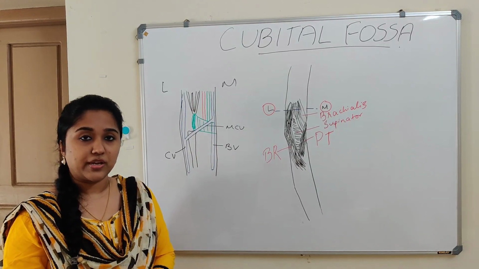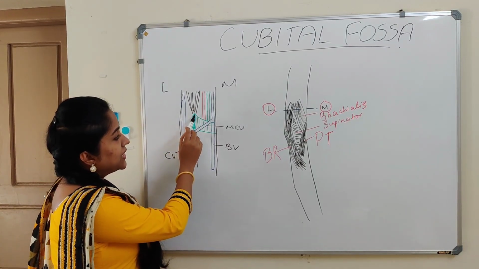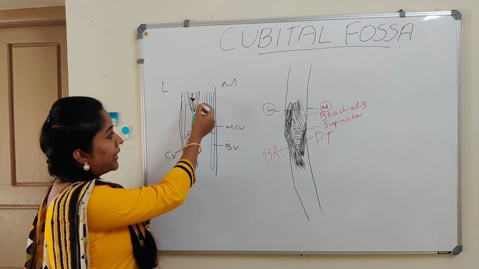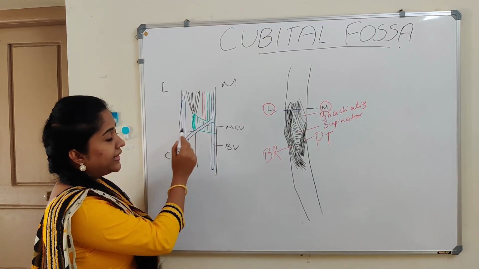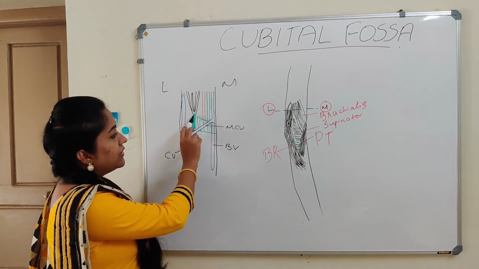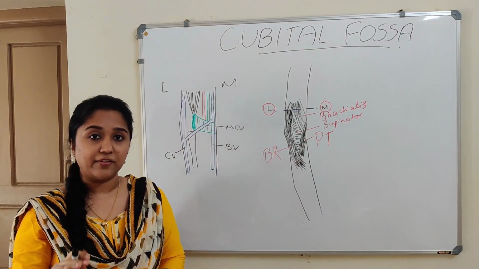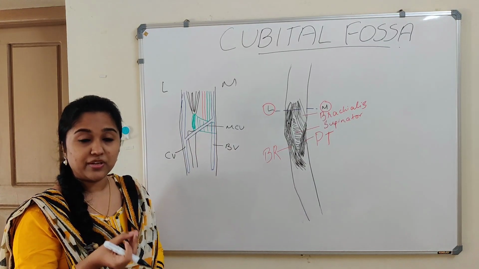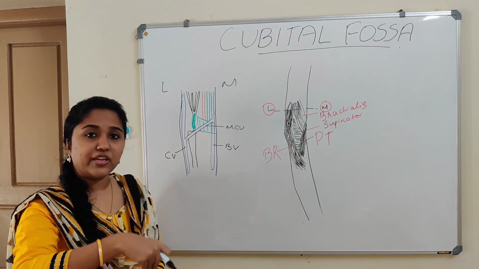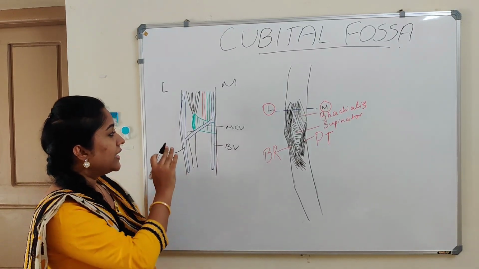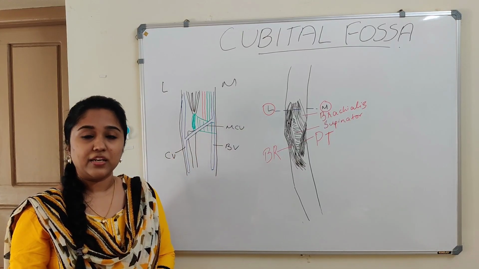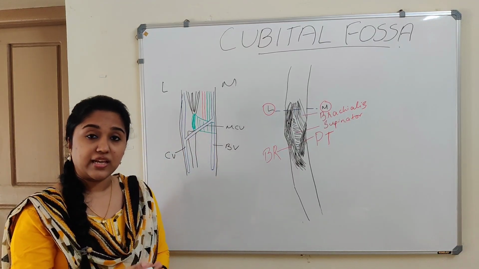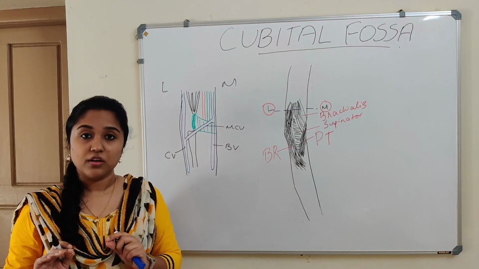Whereas deep fascia is strengthened by a thickening called bicipital aponeurosis. Bicipital aponeurosis, that is an expansion from the tendon of the biceps brachii after getting inserted to the radial tuberosity. Okay, now this bicipital aponeurosis acts as a steady platform so that the median cubital vein lies on it, and during venipuncture, that is for drawing blood samples, it prevents the slipping of the median cubital vein. And then it also protects the underlying nerves and vessels. So that's all about the roof.